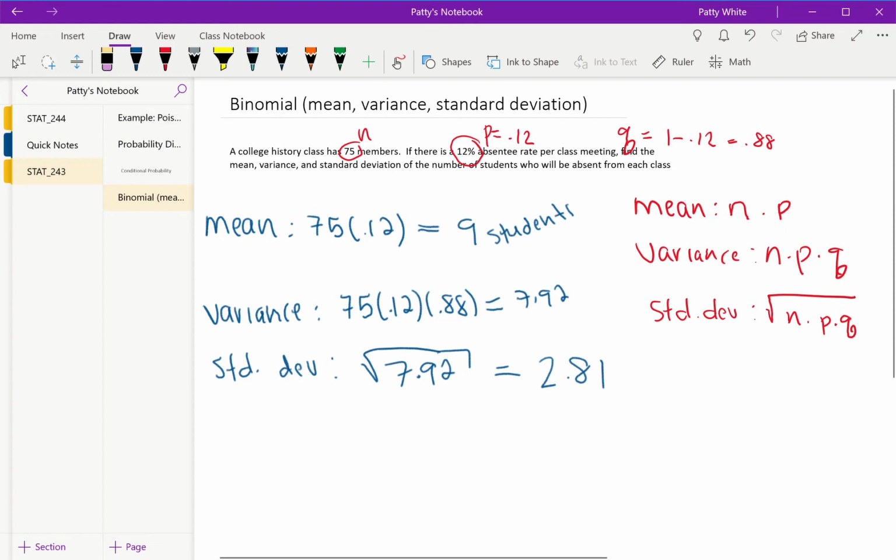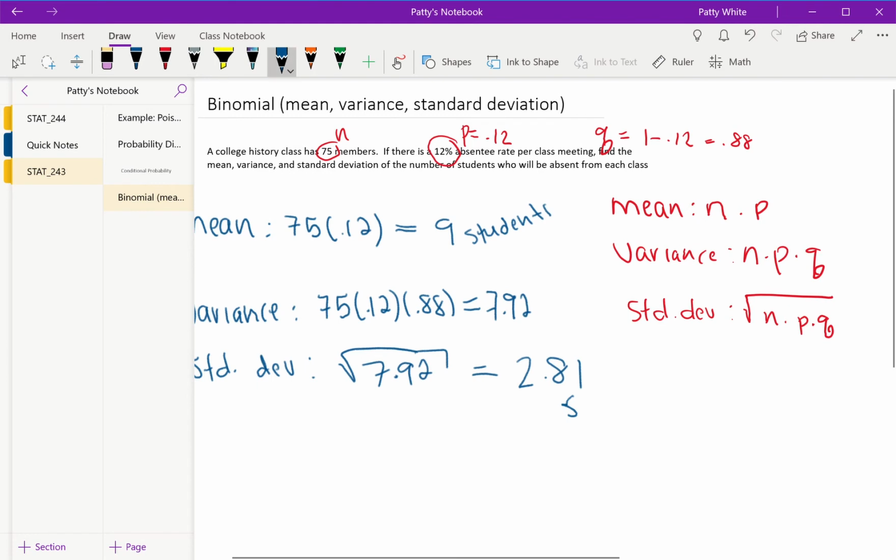So remember, variance has the unit squared, so 7.92, and my units would be students squared, or squared students. And the units for standard deviation is just students, right? It has the same units as your data.